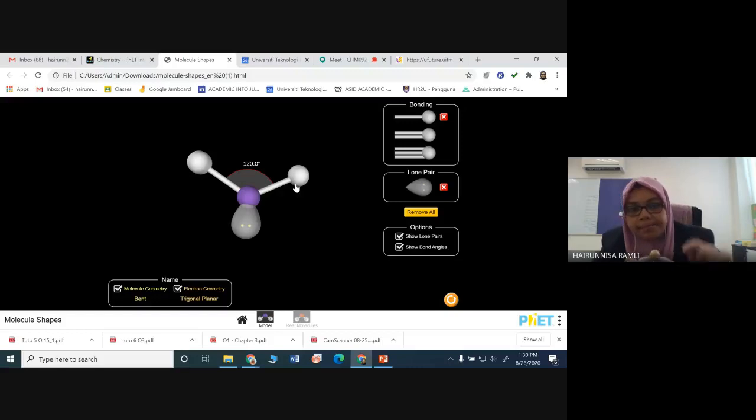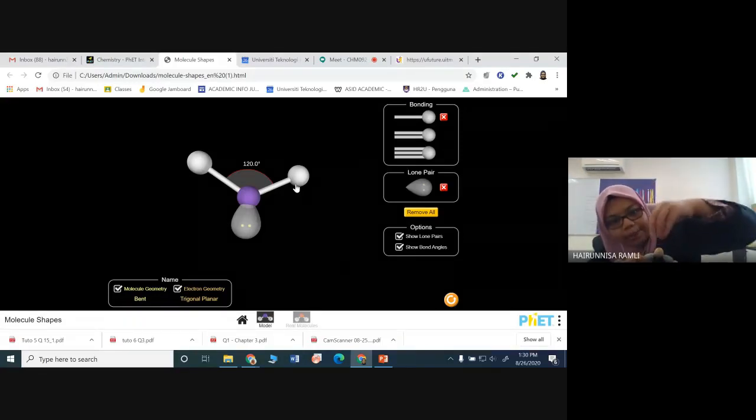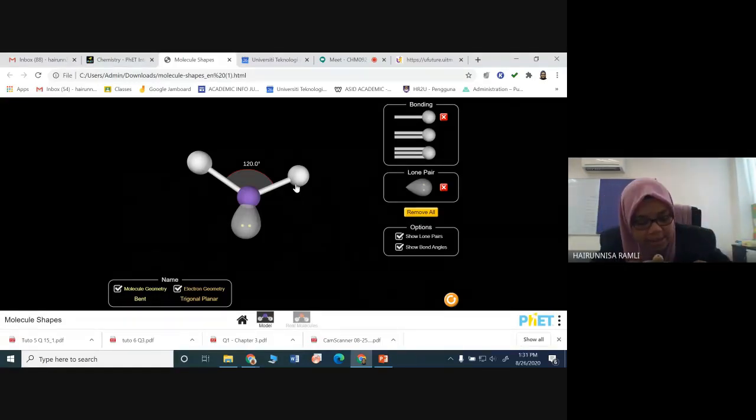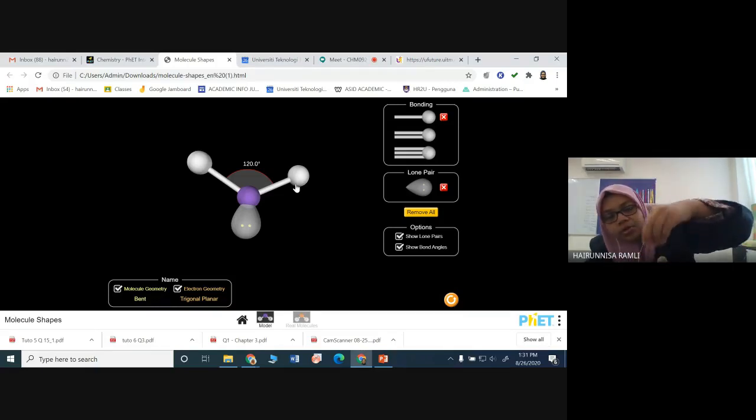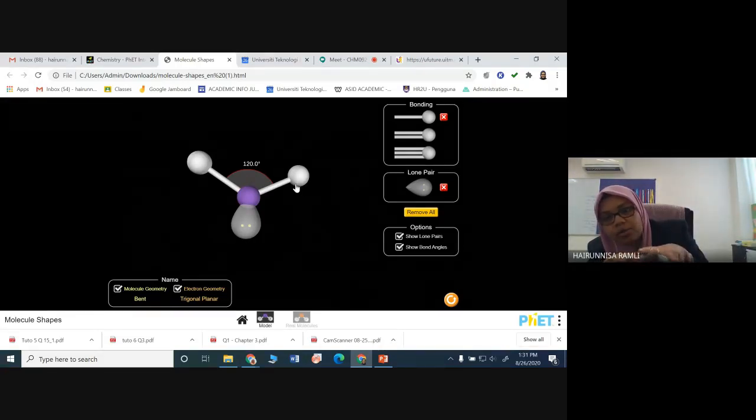Okay, remember you ada lone pair kat sini kan? Remember yang statement dalam slide. Lone pair and lone pair repulsion dia paling kuat as compared to lone pair and bonding pair. And paling rendah adalah between bonding pairs. Now you have lone pair kat sini. So you imagine lone pair tu dia akan tolak this dua bond ni. So that's why angle dekat bawah ni.